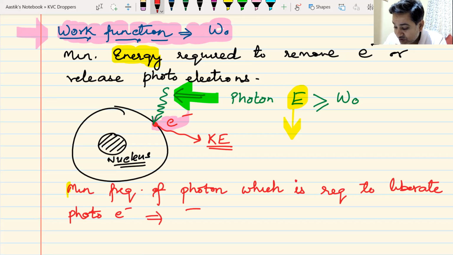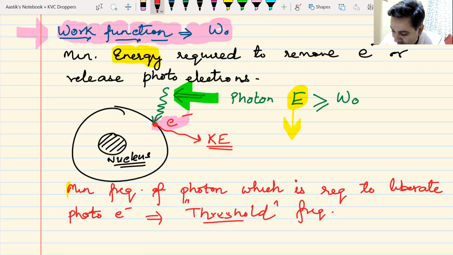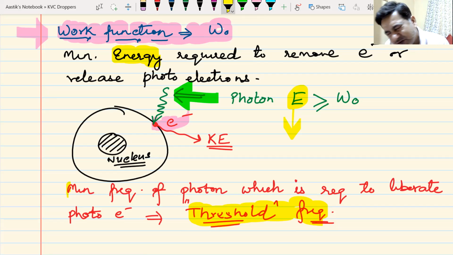That name is known as threshold. Have you heard this term, threshold? Threshold frequency. Do we understand this? Yes or no? Yes, sir. So this minimum energy, which should be more than the work function, corresponds to a minimum frequency. That minimum frequency is known as threshold frequency. That minimum energy is known as work function. Minimum frequency is known as threshold frequency. Minimum energy is known as work function. Will you remember this? Yes, sir.